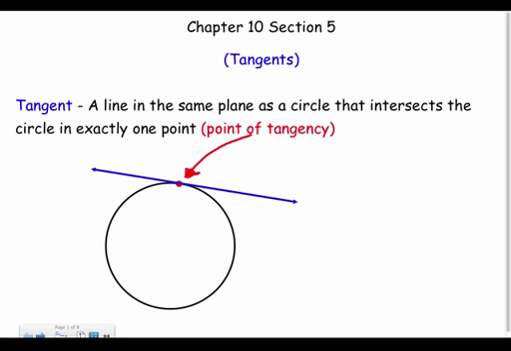So basically, for each point on the circle, there's one tangent line that can be drawn. This blue line that I have drawn is the only tangent line that can be drawn through that point, because it can only intersect the circle in 1 point. For example, if I wanted to put the point of tangency down here, my line would have to come something like this. It would have to intersect in exactly 1 point, so it doesn't really go through the circle. It just barely nicks it at 1 point.